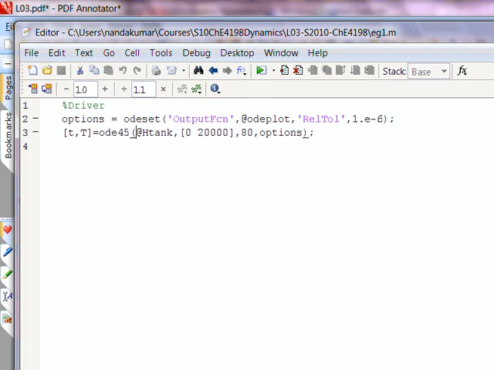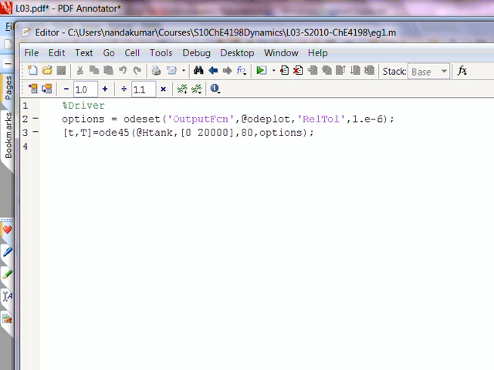This one says the name of the function for the problem I want to solve is HTAG. In your assignment you will create another function, and that will be the name that you use here. The second argument to ODE45 says start from 0 and go up to 20,000 seconds. That's the range of time on the x-axis over which I want to get the solution. The third argument is... The fourth argument is the options, which is set by the options program. And the third argument is, I don't know what it is, I forgot.